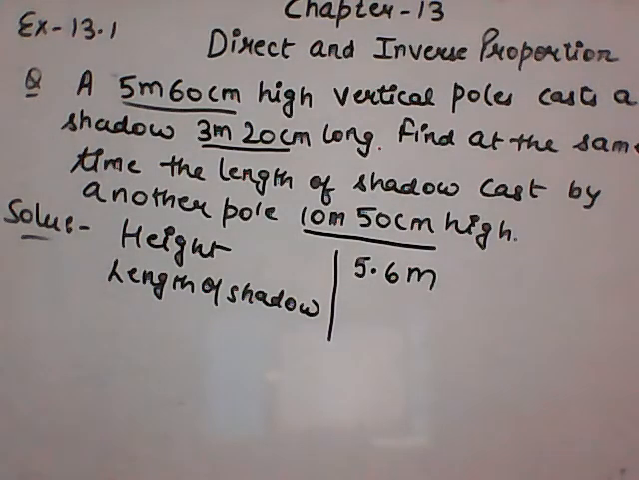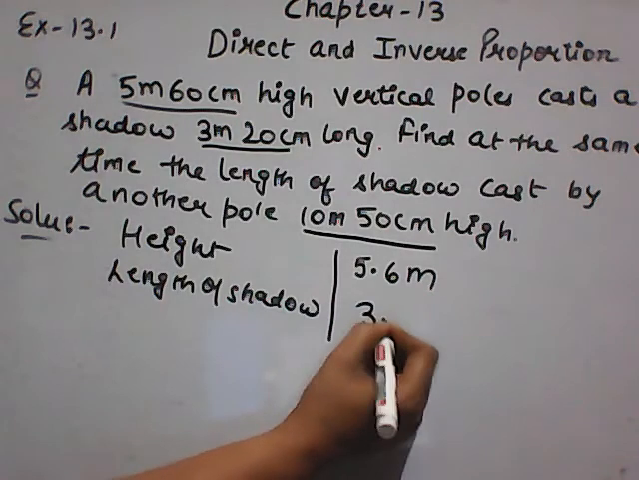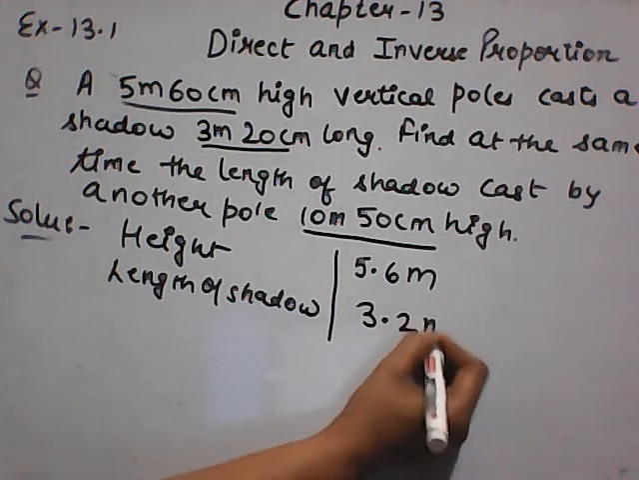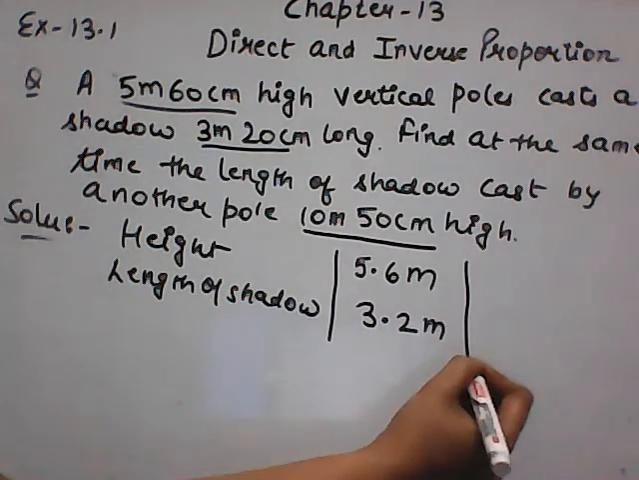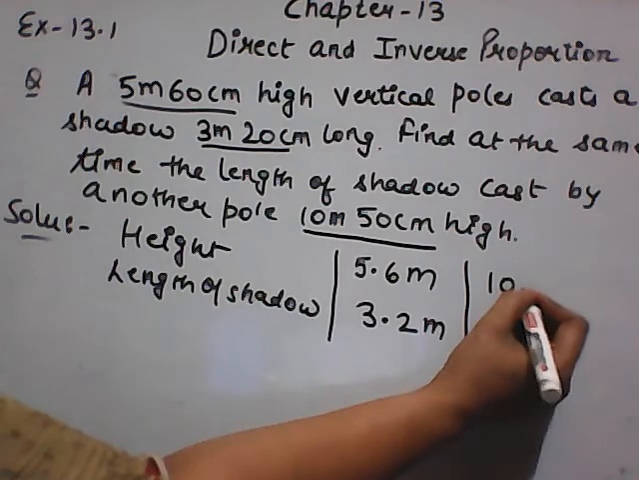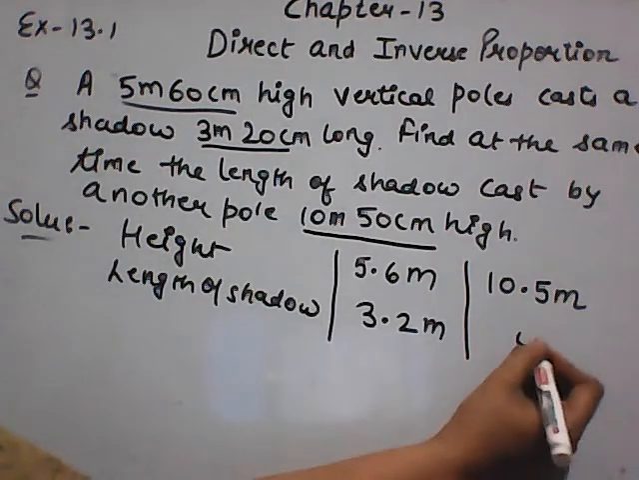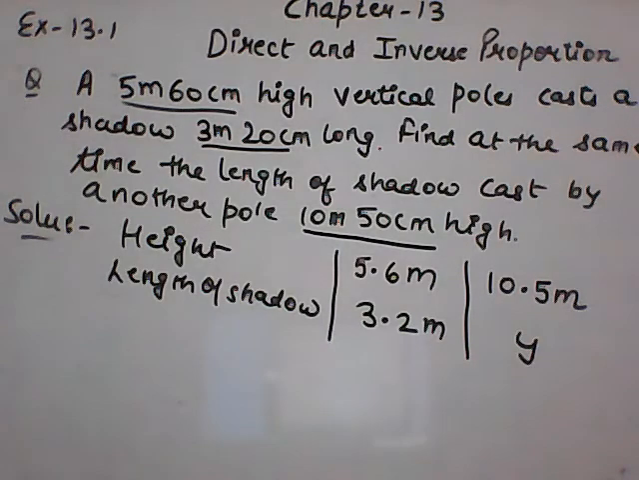Now, it casts a shadow of 3 meter 20 centimeter. That means 3.20, or you can write it as 3.2 meter. The height of the other pole is given to you, 10 meter and 50 centimeter, which can be written as 10.5 meter. Let it cast a shadow of y meter. You have to find out the length of the shadow. If the pole is higher, the shadow will also be longer. So it is a case of direct proportion.